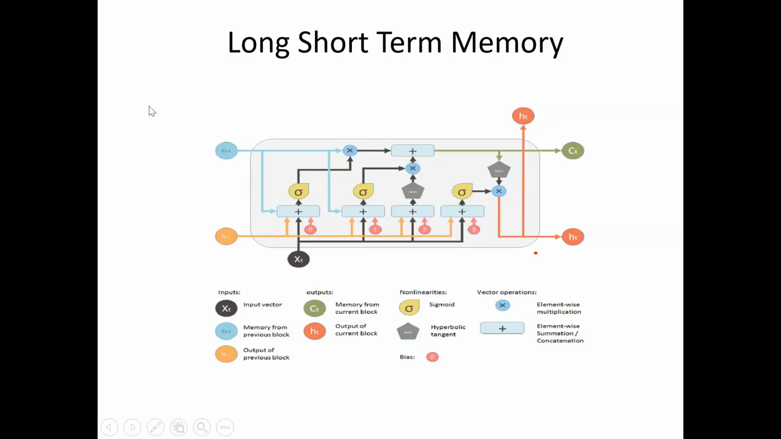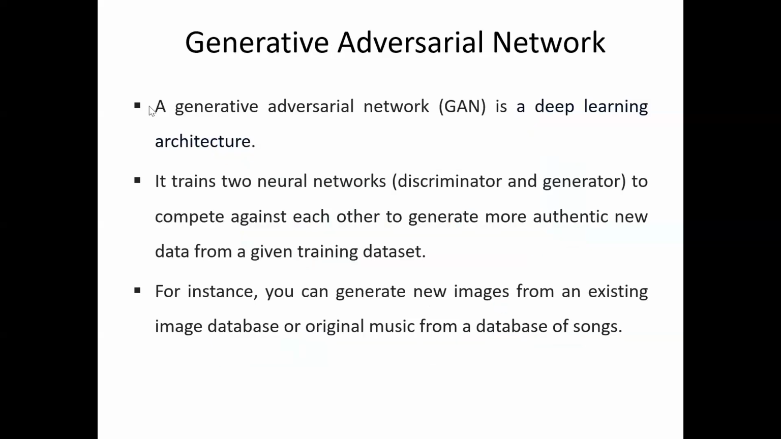So sometimes certain data is removed from the memory cell, some data is updated in the memory cell, and some data is continuously being taken from the previous cell. Okay, so that drastically improves the performance of the model. Now, generative adversarial network is one of the most path-breaking works in the last decade.